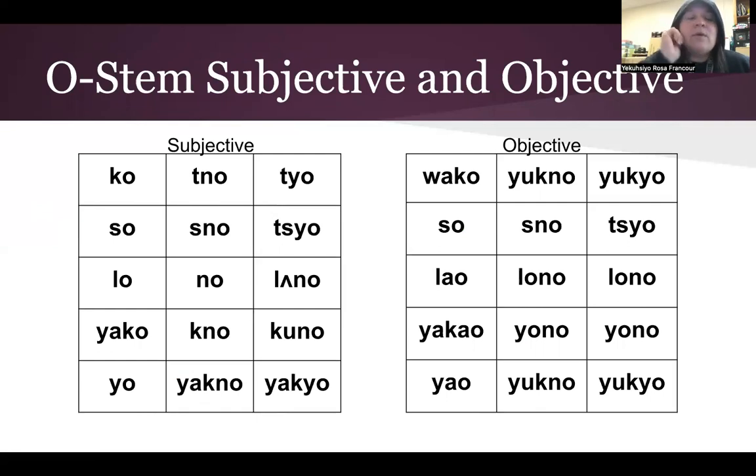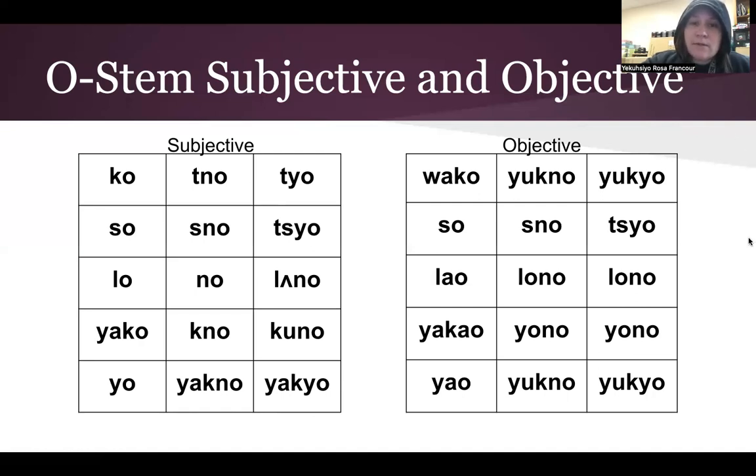Go, zo, lo, yago, yo, no, sno, no, gno, yugno, dio, jo, lano, guno, yugyo, wago, zo, lao, yagao, yao, yungno, sno, lono, yono, yungno, yungyo, jo, lono, yono, yungyo.